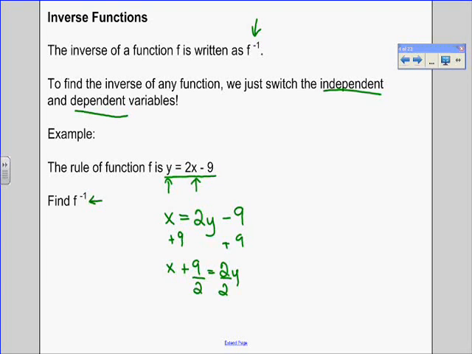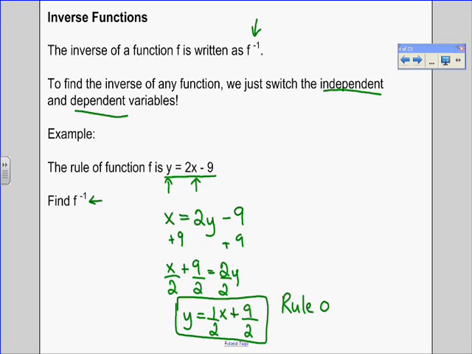Divide everything by a 2. And I'm actually going to rearrange so I have y on the left is equal to 1 over 2 x plus 9 over 2. Okay, that's our rule. That's the rule for our inverse function.